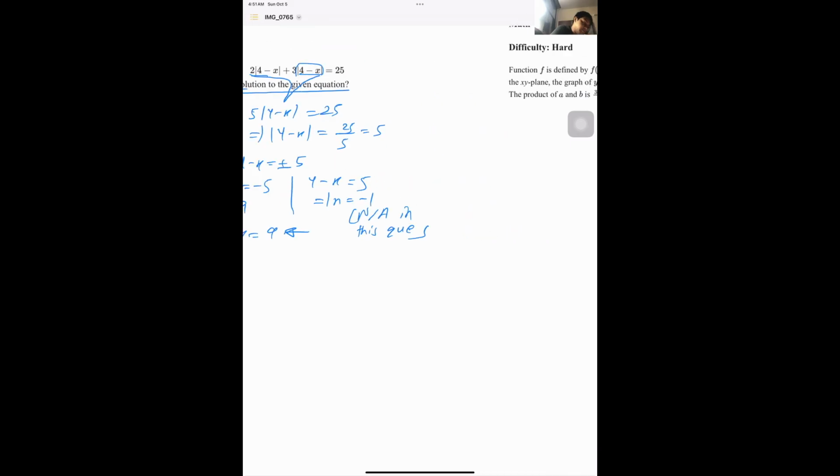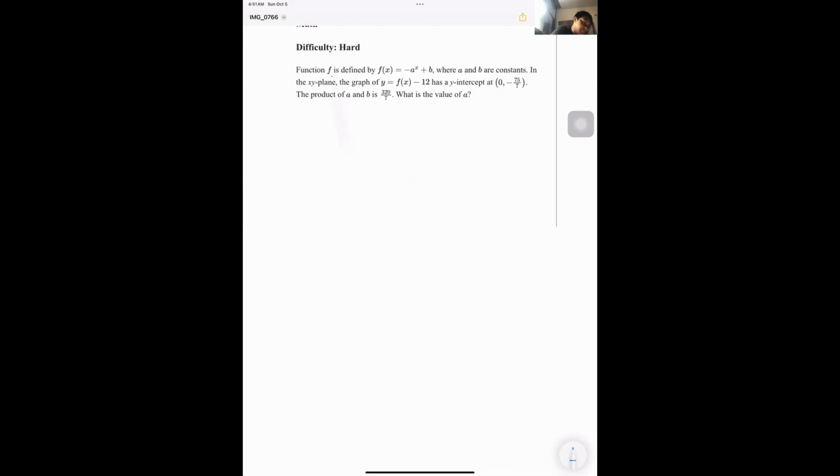Question 3, function f is defined by f(x) equal to minus a to the power x plus b, where a and b are constants. In the xy plane, the graph of y equal to f(x) has a y intercept of this. The product of a and b is this. What is the value of a? A and b are constants.